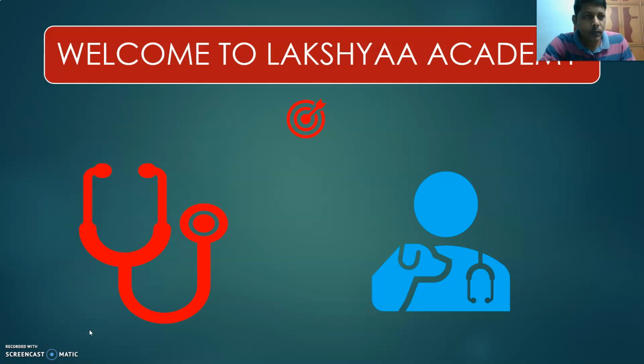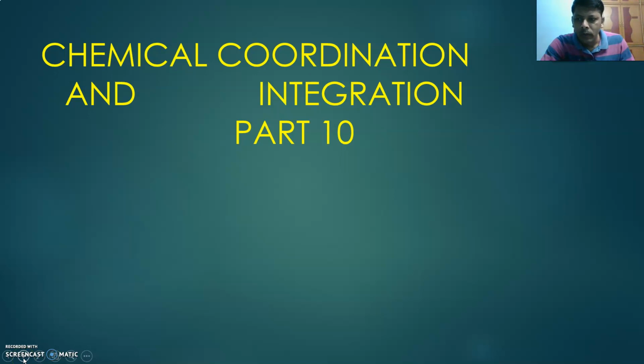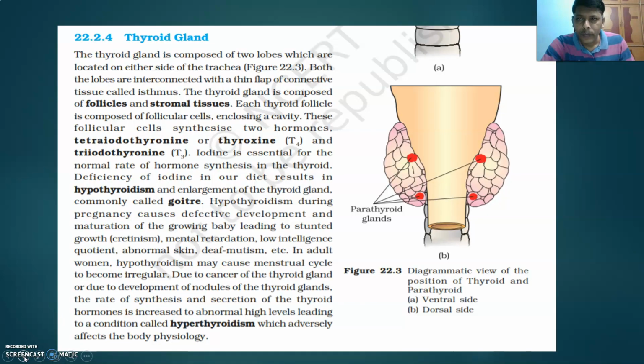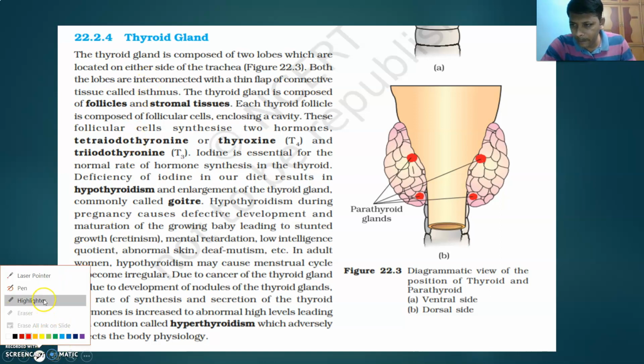In this part, we are going to learn. This is the 10th part, chemical coordination and integration. In this part, we are going to learn the thyroid gland. This is the largest endocrine gland in our body.